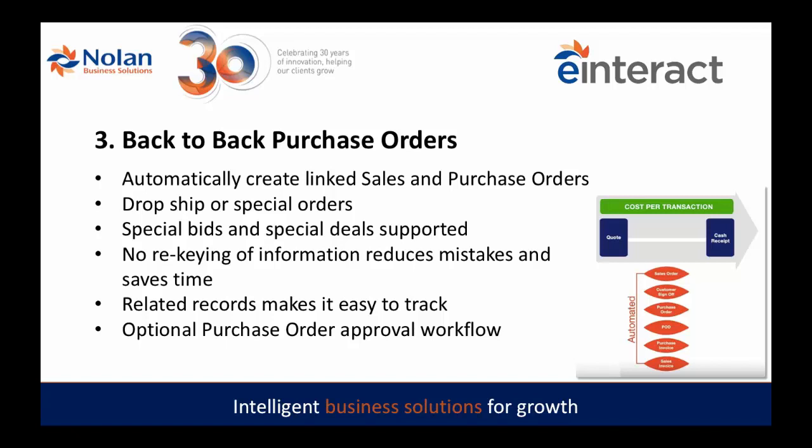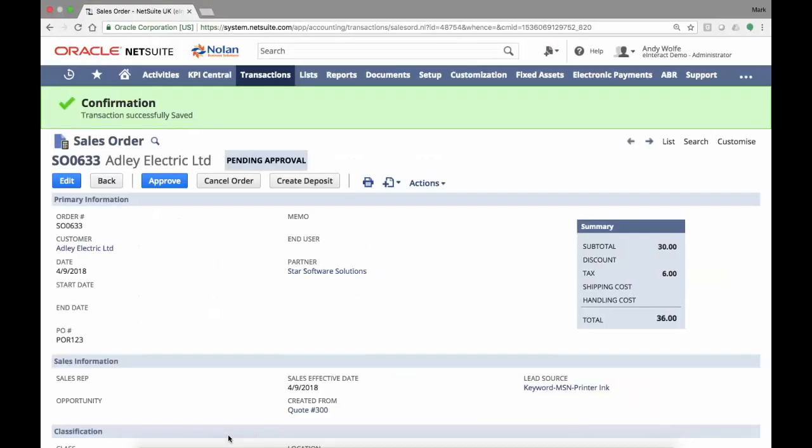You can also link back through by clicking a hyperlink from the purchase order back to the original sales order and then back through to the quote, so all the transactions start to be nicely linked together. And again, there's an optional purchase order approval workflow which we can put in place should you wish to control your purchasing in that manner. So let's take a look at the software.